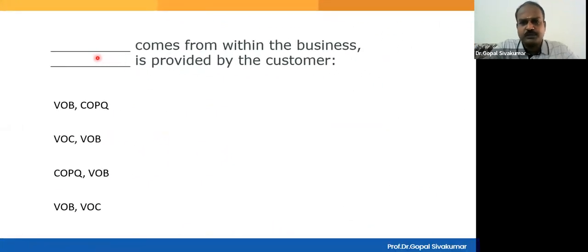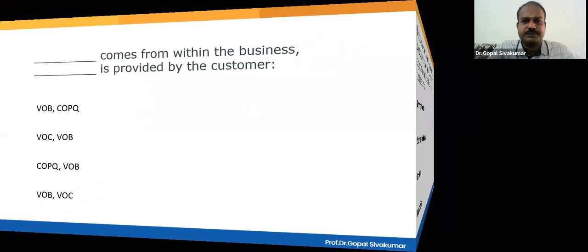Here comes an important question. Dash comes from within the business, and dash is provided by the customer. So the voice that comes within the business is called voice of business. And where is VOB? Yes, we have 2 options, number 1 and number 4. And dash is provided by the customer. Which is provided by the customer? Voice of customer is provided by the customer. So 4th option is the correct. VOB comes from within the business. VOC is provided by the customer.